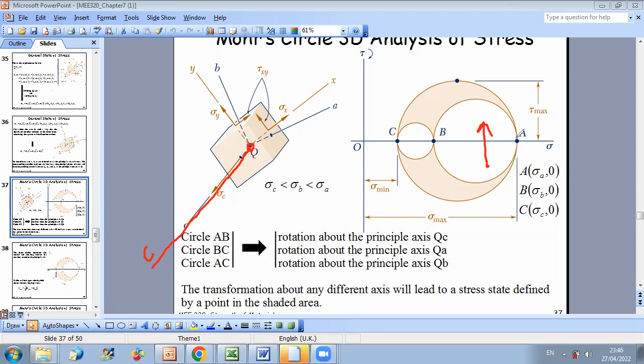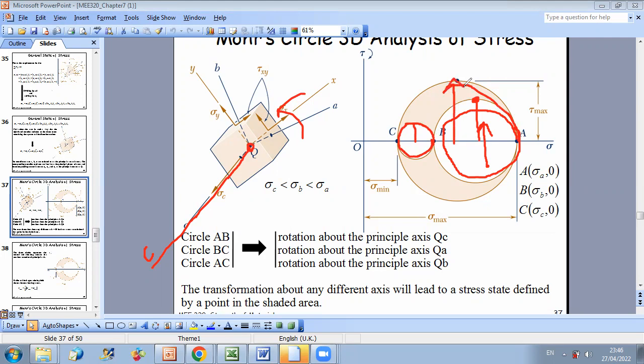So when you move along Mohr circle AB, then you are rotating your frame about the QC axis. And then the maximum possible shear you will obtain when you rotate about the QC axis will be the radius of circle AB. So we have three, if you want, maximum shear stresses. One when you rotate around C, one when you rotate around the A axis, or QA axis, and one when you rotate around the QB axis.